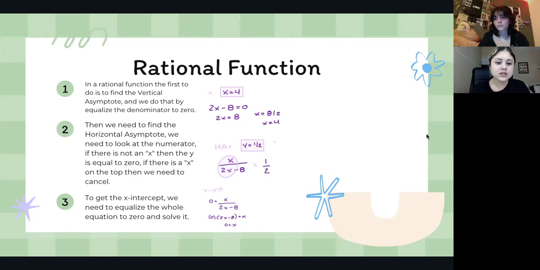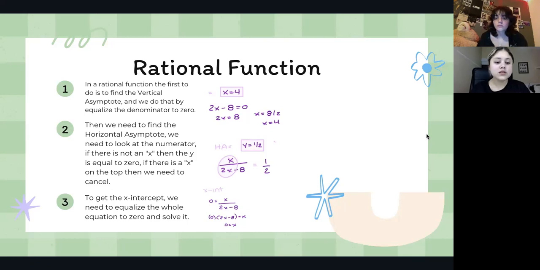Then we need to find the horizontal asymptote, and we need to look at the numerator. If there is no x, then y is equal to 0. If there is an x on the top, then we need to cancel them. As we can see here, we have an x on the top and an x on the bottom, so we need to cancel them, and it's y is equal to 1/2.